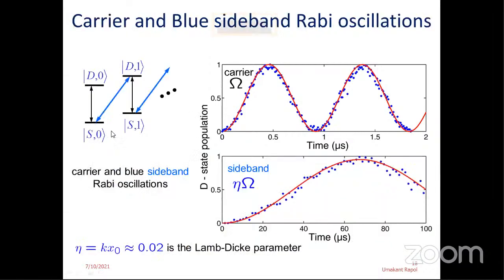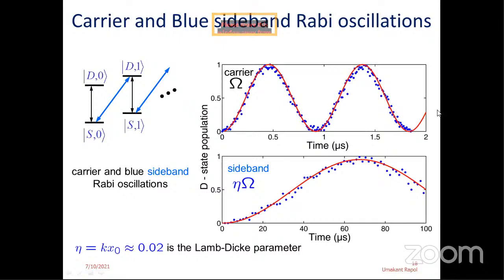Now, if you do a carrier excitation, you only excite the internal state and not the motional state, as I said. But if you do a blue sideband, which means you excite the internal state from S to D, plus you excite one motional mode. So on the carrier, you have these Rabi oscillations, the population flopping from 0 to 1 and back, which is called Rabi oscillation.